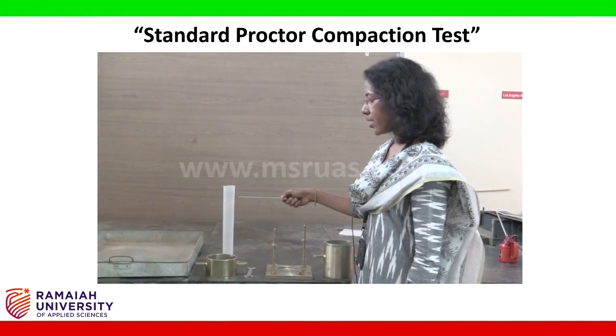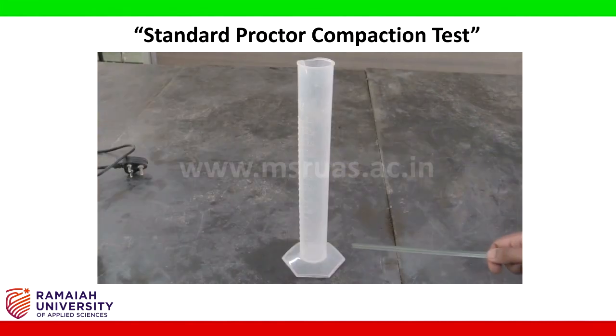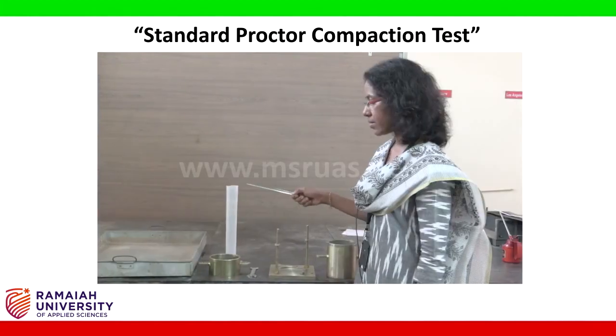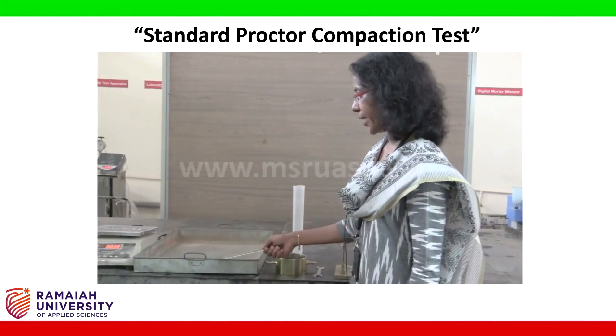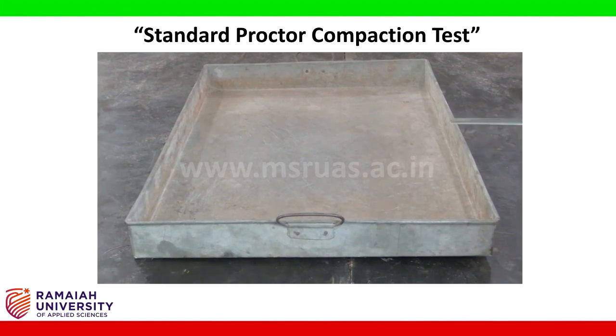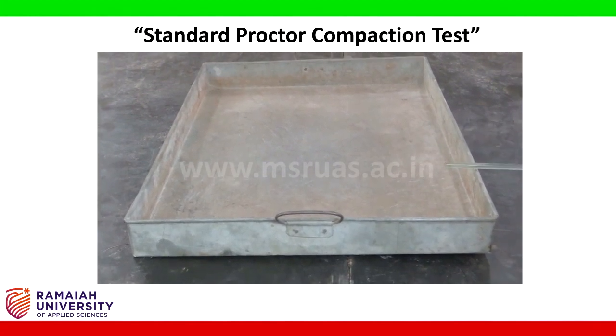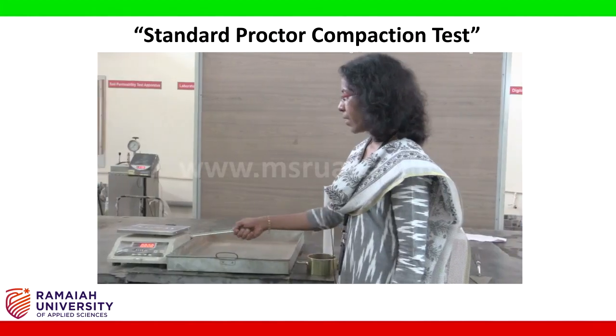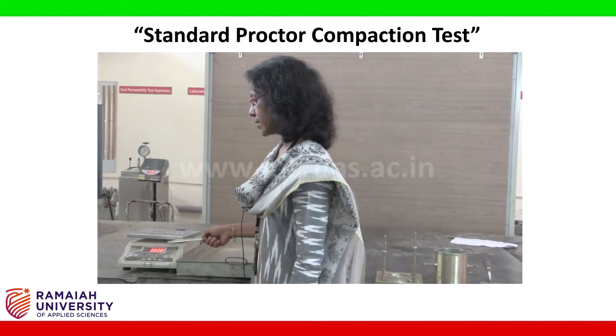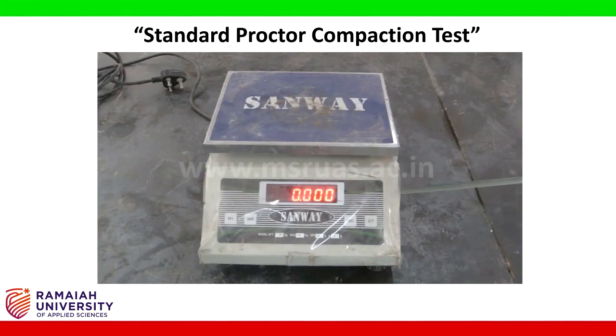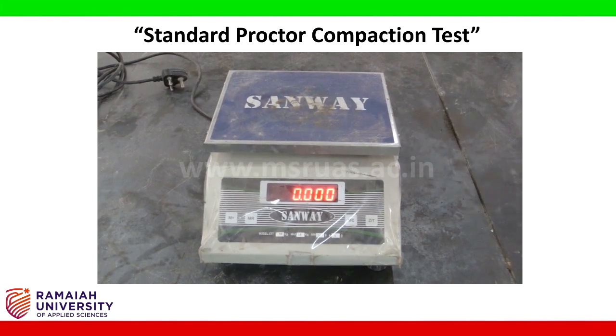A measuring jar, which is used to measure the amount of water which is added to the soil sample. Mixing tray, which is used to mix the soil sample before filling it in the cylindrical mold. And a weighing balance, which is used to weigh the soil sample as well as the cylindrical mold and the base plate.